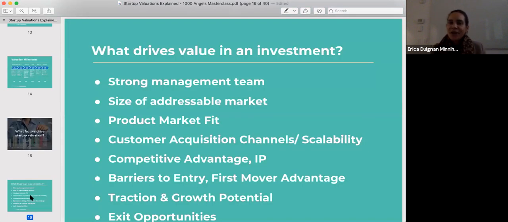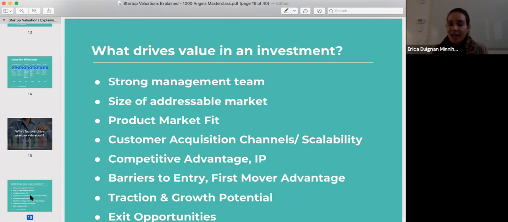So what drives value in an investment? Number one, strong management team. Two is size of the addressable market. Total addressable market is crucial. Product market fit, we talked about that. Customer acquisition channels and scalability. To Rohan's question, competitive advantage, often through intellectual property. Barriers to entry, first mover advantage can be considered valuable sometimes.